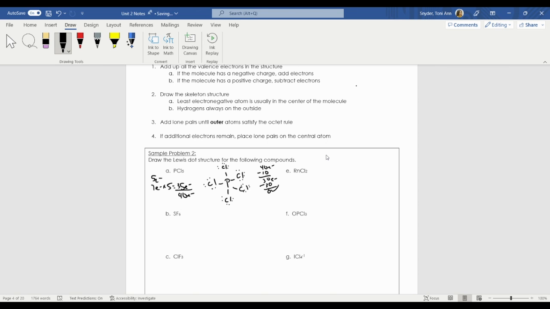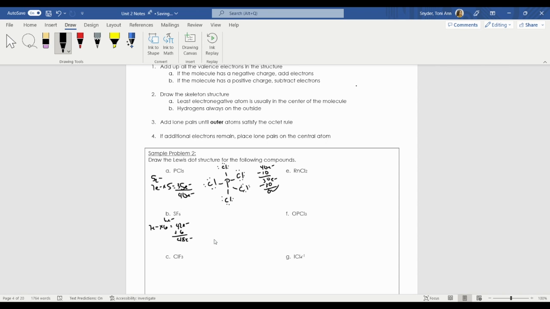Let's use this same approach for SF6. So sulfur has 6 electrons and fluorine has 7, but there are 6 of them. So 7 times 6 is 42. And I'm going to add these 6 from sulfur, and I have 48. So for SF6, we have 48 valence electrons we have to account for. So step 1 is done in this case. This is still neutral, so I don't have to worry about adding or subtracting.